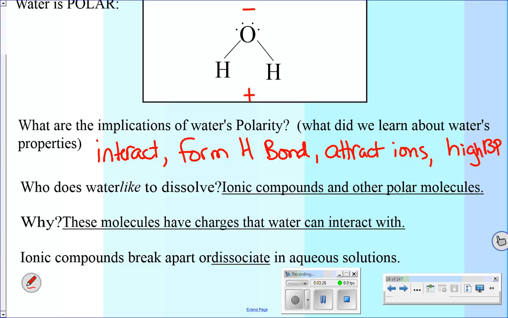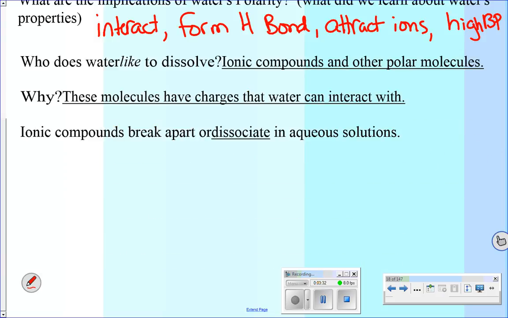Water likes to dissolve, as we mentioned, stuff that's ionic or other polar molecules. The reason for this is because there are charges that water can interact with. Ionic compounds are able to break apart or dissociate in aqueous solution because of water's polarity.